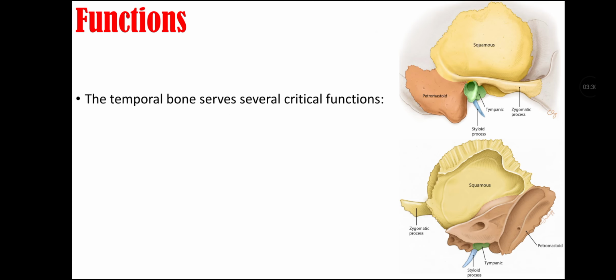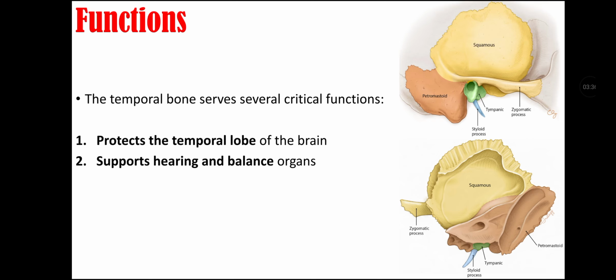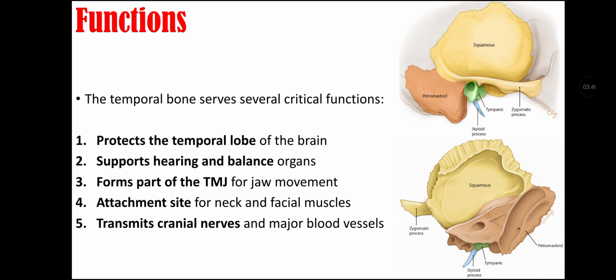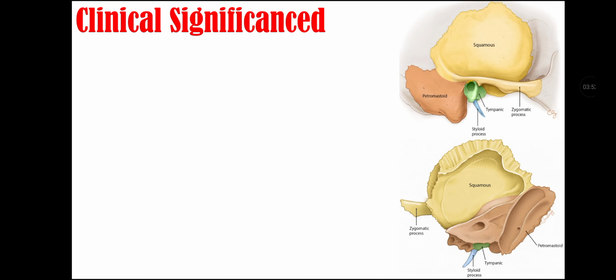Functions of temporal bone. Temporal bone serves several critical functions. First, it protects the temporal lobe of brain. Second, it supports hearing and balance organs. Third, it forms part of temporomandibular joint for jaw movements. Fourth, it is attachment site for neck and facial muscles. Fifth, they transmit cranial nerves and major blood vessels.